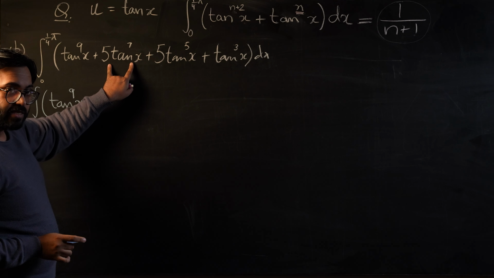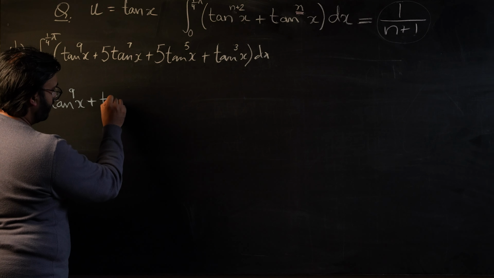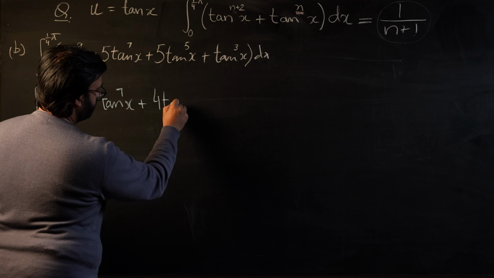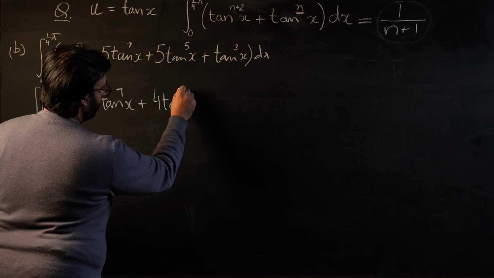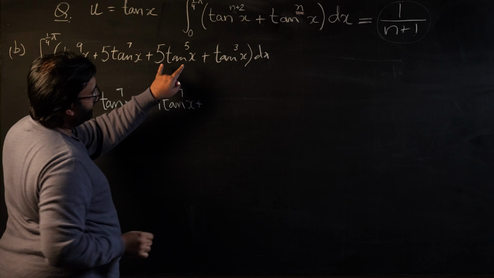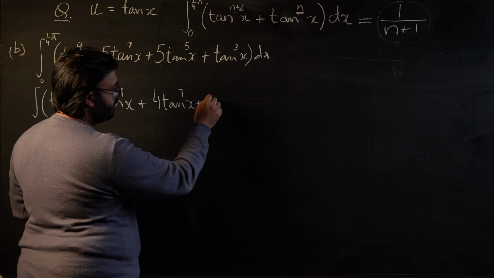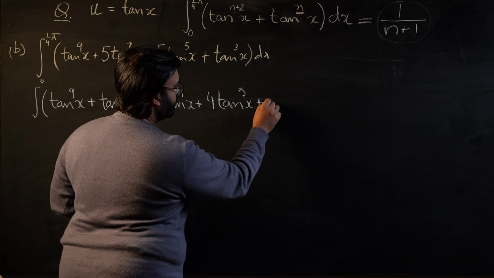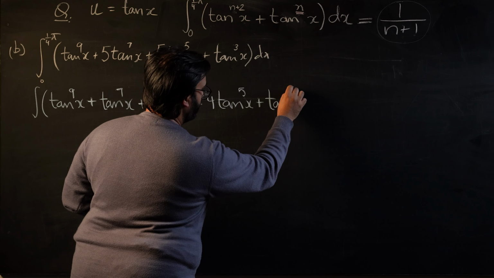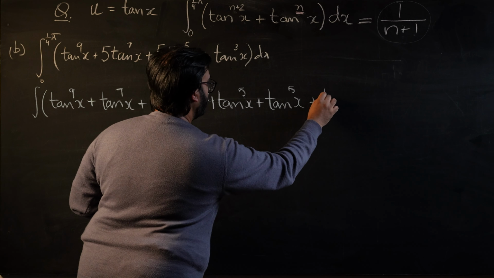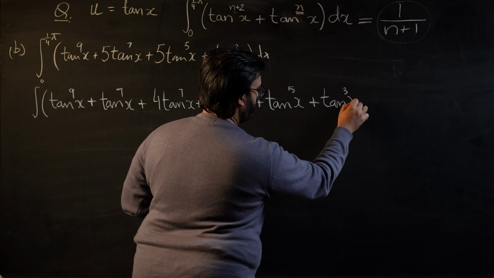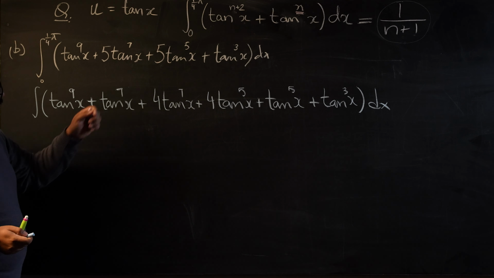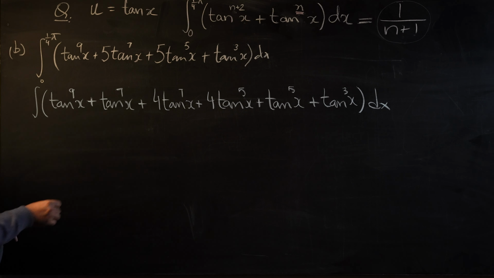For 5 tan to the power 7x, I'm going to break it down into tan to the power 7x plus 4 times tan to the power 7x, plus this 5 tan to the power 5x would be broken as 4 times tan to the power 5x plus tan to the power 5x, plus tan cubed x dx.